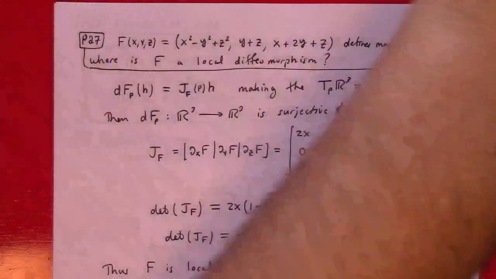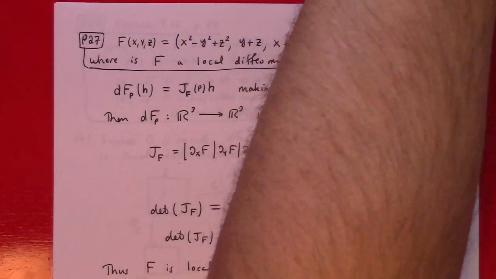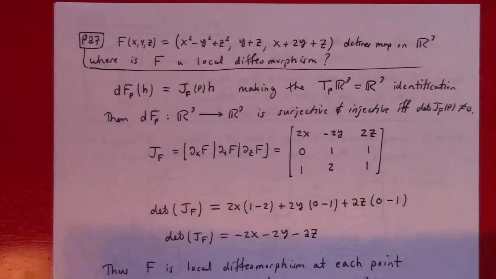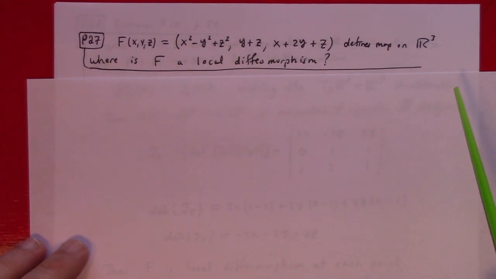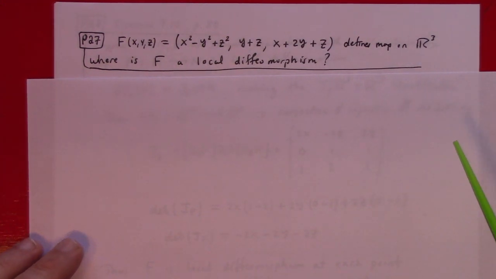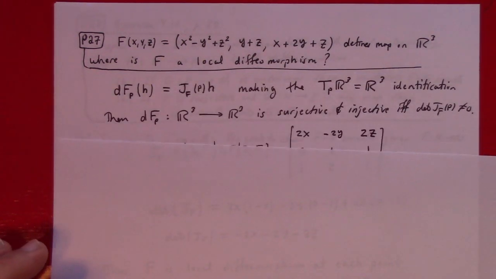So the first one, it's not too bad. Here's a map, and where is it a local diffeomorphism? So in other words, where is the differential 1 to 1 and onto? Since this is a mapping from R3 to R3, it suffices to find the places where the Jacobian matrix of the map is invertible. And so I do that.